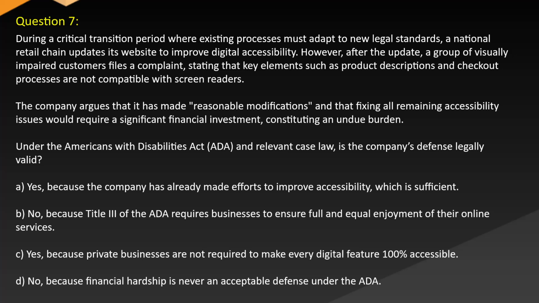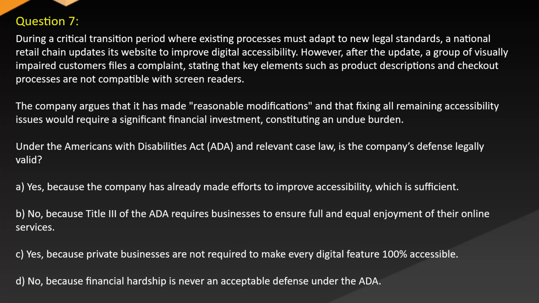Question 7. During a critical transition period where existing processes must adapt to new legal standards, a national retail chain updates its website to improve digital accessibility. However, after the update, a group of visually impaired customers files a complaint stating that key elements such as product descriptions and checkout processes are not compatible with screen readers. The company argues that it has made reasonable modifications, and that fixing all remaining accessibility issues would require a significant financial investment, constituting an undue burden.